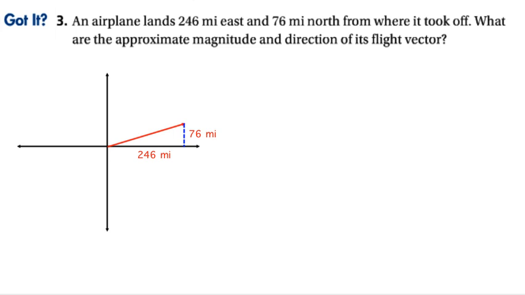All right, let's take a look at this one. So I have drawn in what your x and y components are. The easiest way to figure out the magnitude of the resultant is to use the Pythagorean theorem. 246 squared plus 76 squared equals our resultant. Let's just call it r, okay? Equals r squared. That stands for resultant. So what do we get?